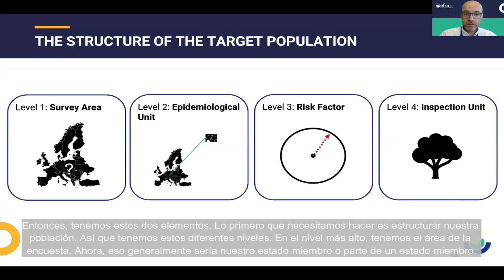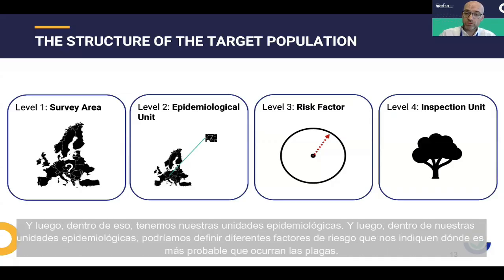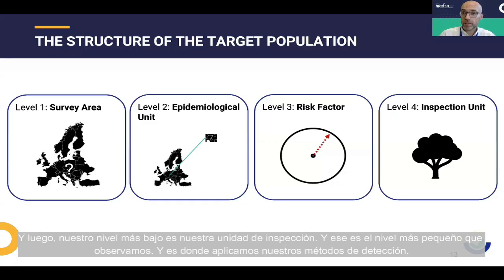The first thing we need to do is to structure our population. So we have these different levels. At the highest level, we have the survey area. That would usually be our member state or part of a member state. Within that, we have our epidemiological units. Within our epidemiological units, we might be able to define different risk factors that tell us where the pest might be more likely to occur. And then our lowest level is our inspection unit, the smallest level that we look at, and it's where we apply our detection methods.